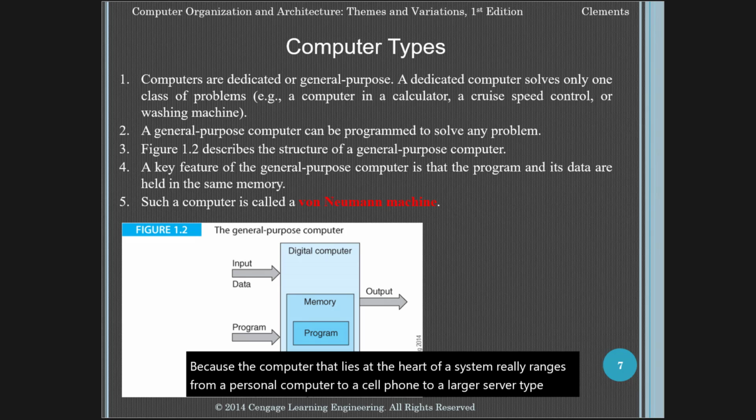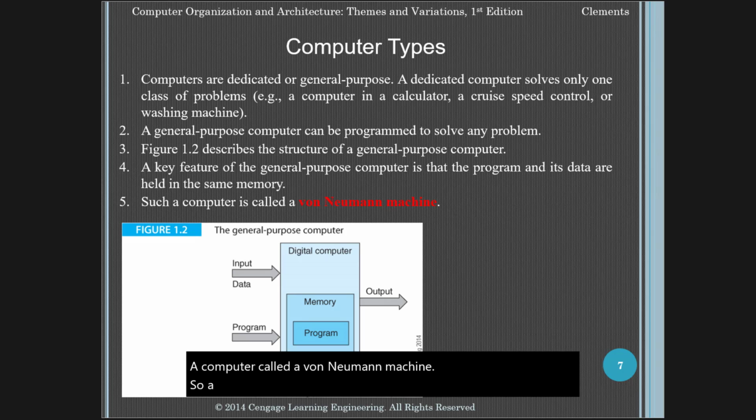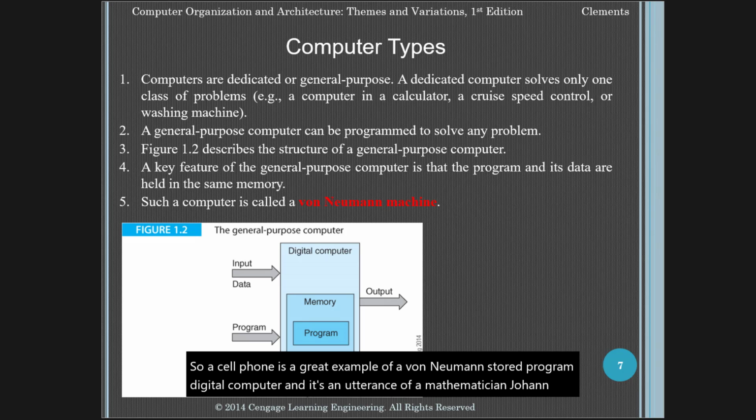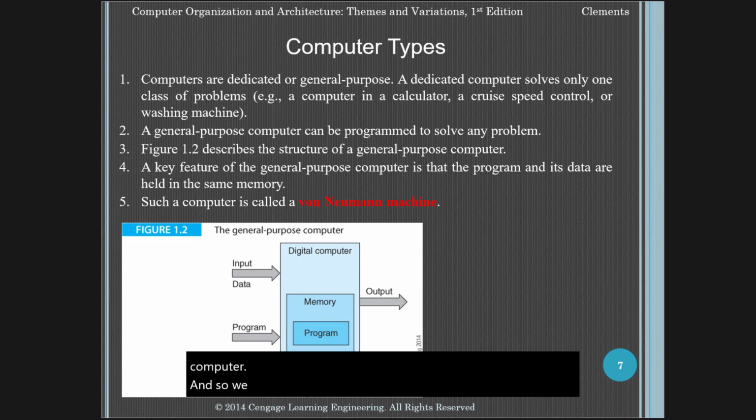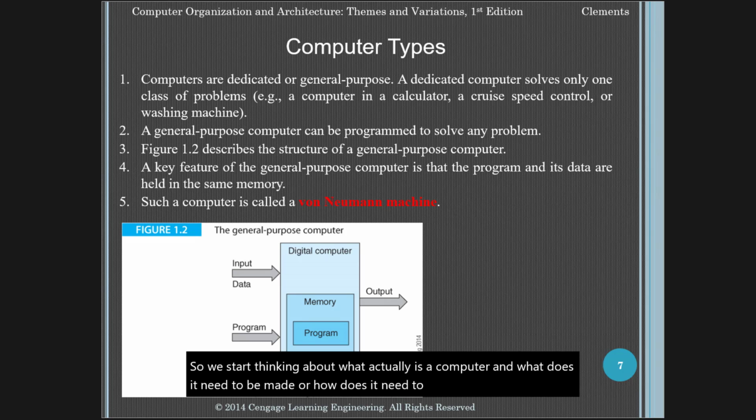We have different types of computers, and we have a computer called a von Neumann machine. So a cell phone is a great example of a von Neumann stored program digital computer, and it's named in honor of a mathematician, John von Neumann. He was one of the first to quantify the structure of a computer. And so we have these different classes of computer, things like analog, neural, quantum, biochemical. So we start thinking about what actually is a computer and what does it need to be made of, or how does it need to behave in order to technically be called a computer, right? So we have to draw the line somewhere.